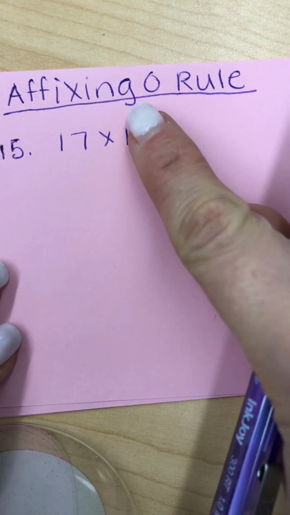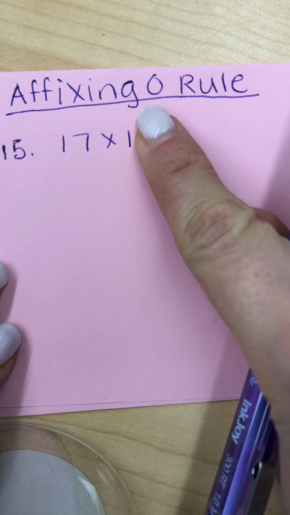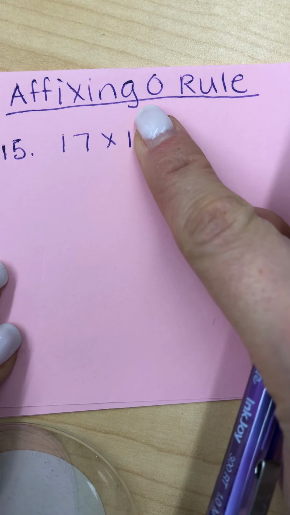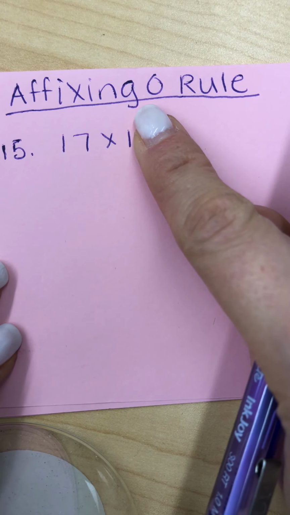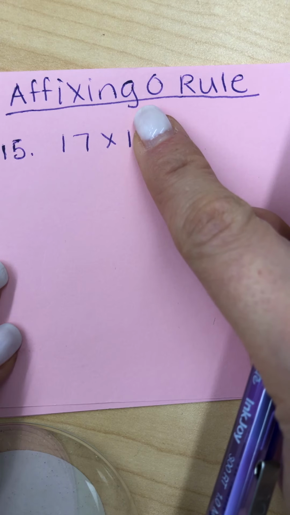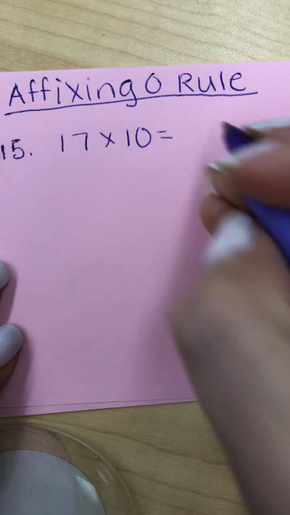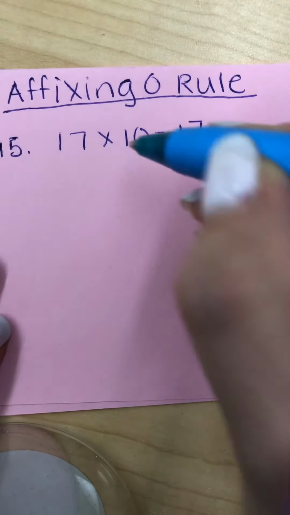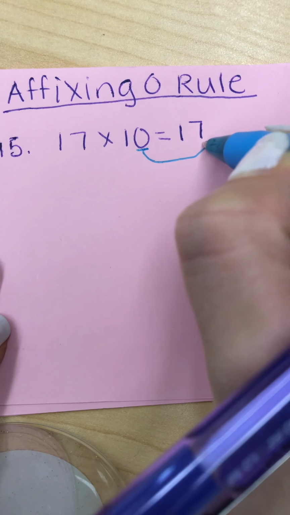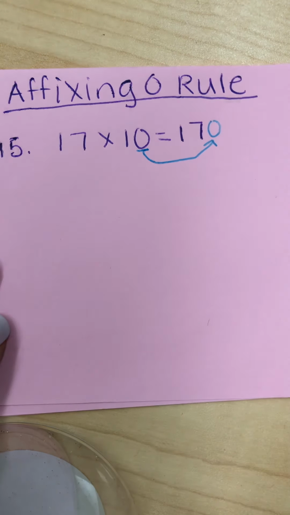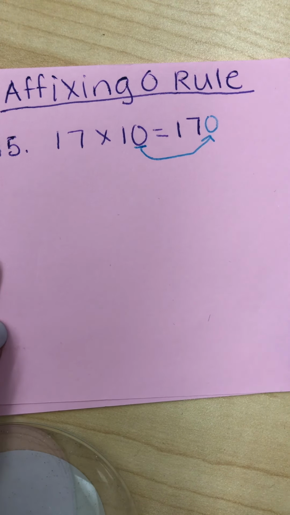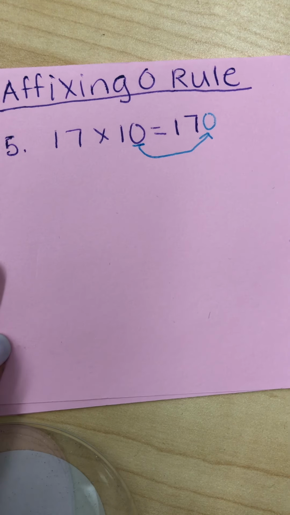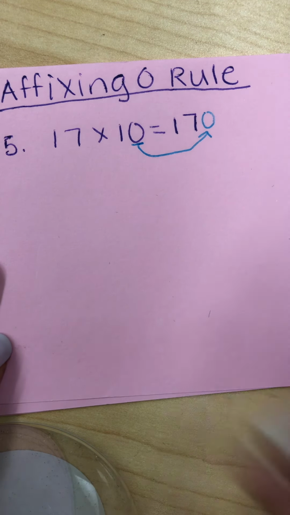I know the affixing zero rule tells me to cover up any zeros in my number if it's a multiple of 10 or 100, and that makes it easier for me to multiply. So right now I'm looking at 17 times 1, which I know is 17, but then I have to come in and attach that 0 on the end. So 17 times 10 equals 170. Let's practice another one.